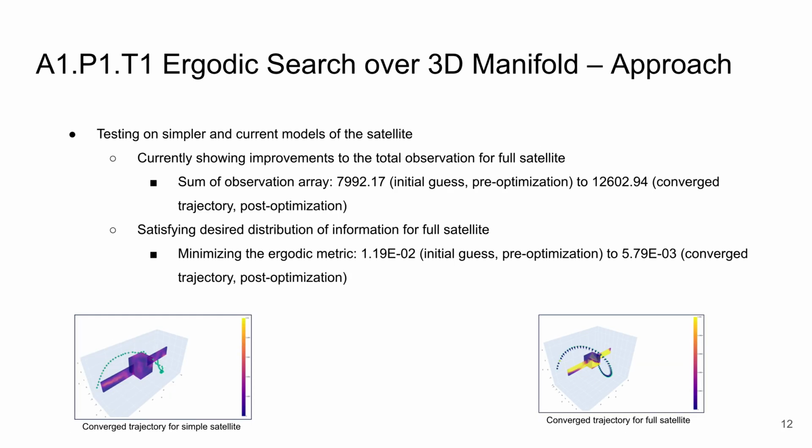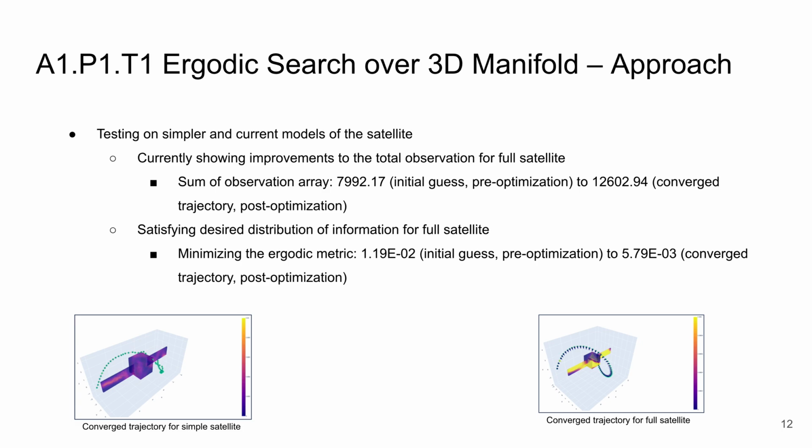So going on now, we're able to test this on simpler and current models of the satellite. The simpler model you see in the bottom left, and this more complex model you see in the bottom right, both converge trajectories. And we actually see that we do in fact have an increase of the sum of the observation array. So we go from 7,992 to over 12,600. And of course, these values themselves aren't really scaled to any sort of specific meaning, but we see that an increase does in fact mean more observations being taken.